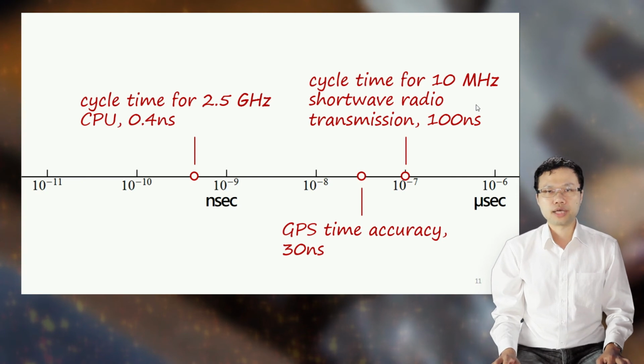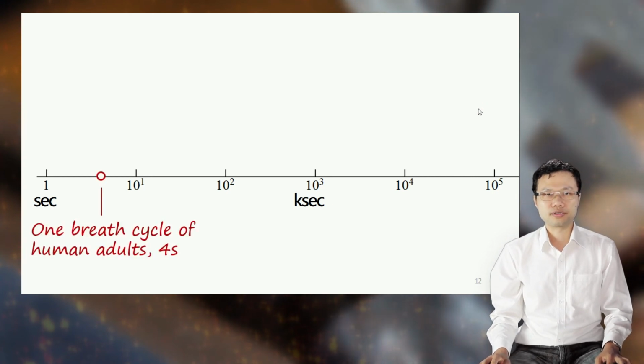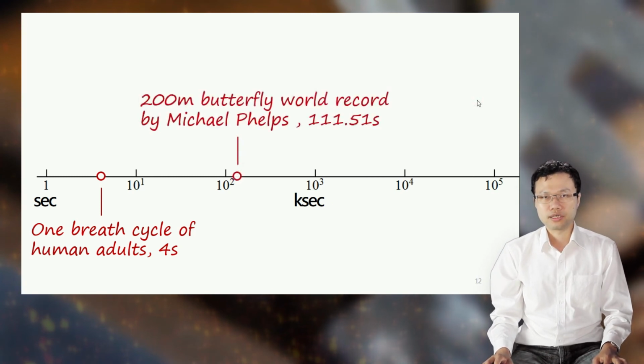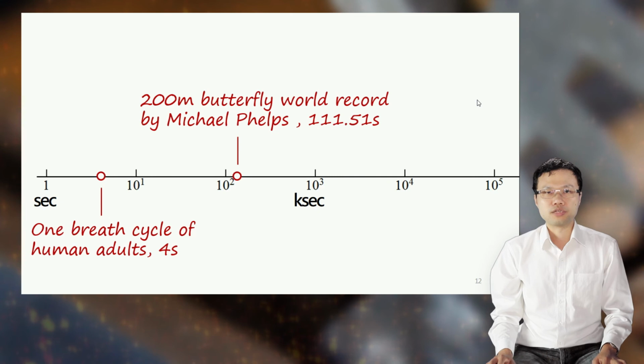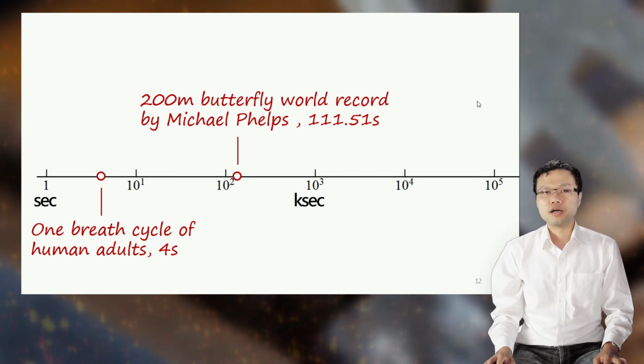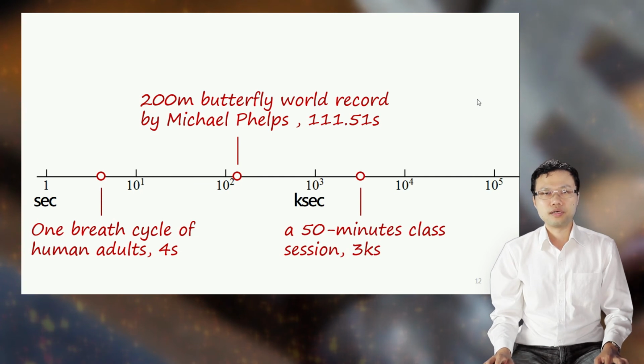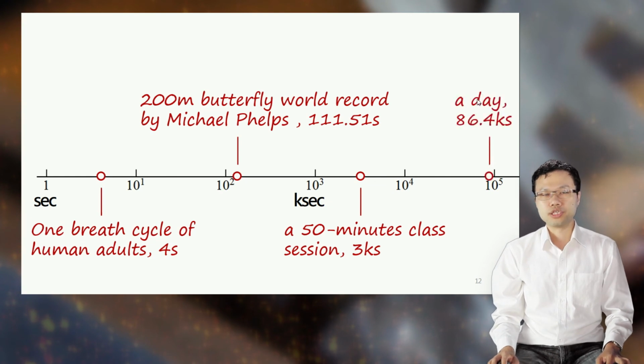Next, let's look at the long events. One typical breath cycle of human adults takes about 4 seconds. The world record of 200-meter butterfly swimming, created by Michael Phelps, is 111.51 seconds. A 50-minute class session is 3,000 seconds, or 3 kiloseconds. A day takes 86,400 seconds, which is 86.4 kiloseconds.